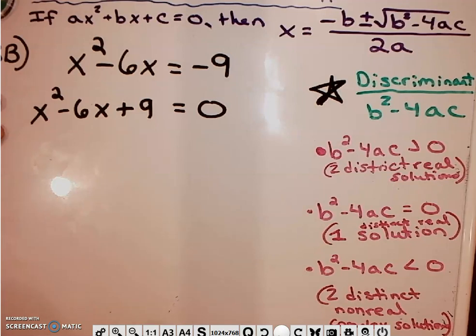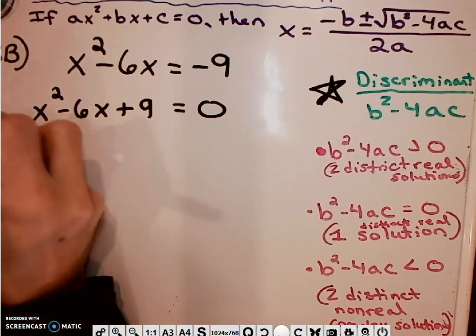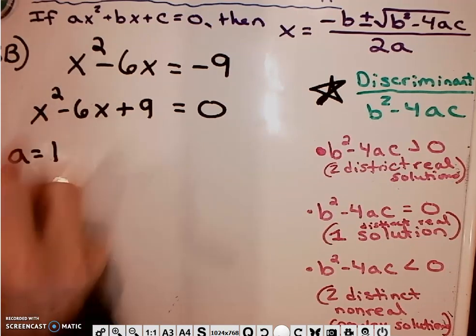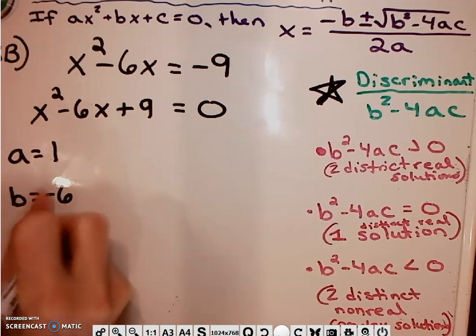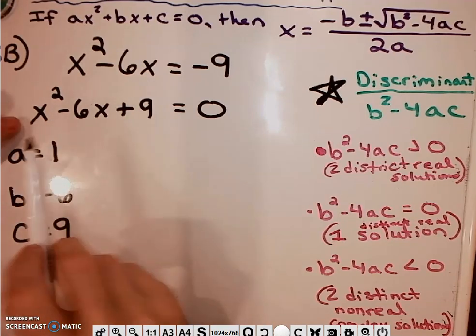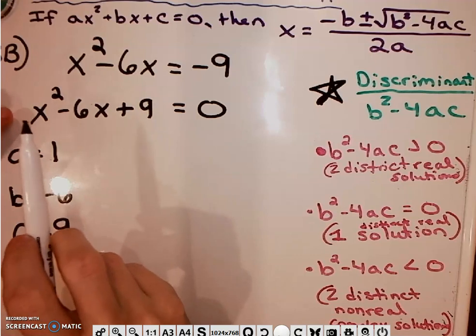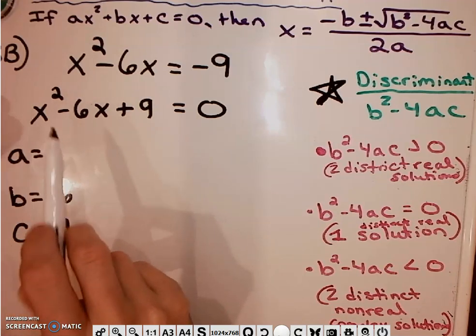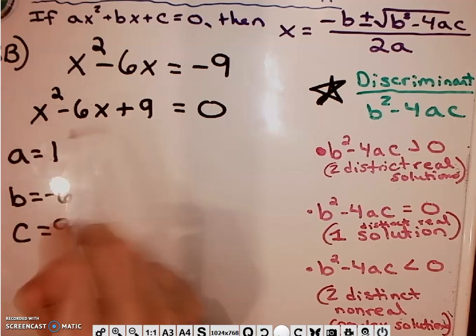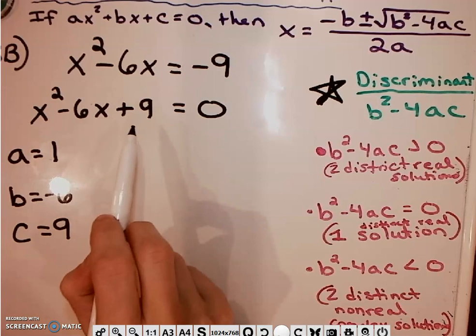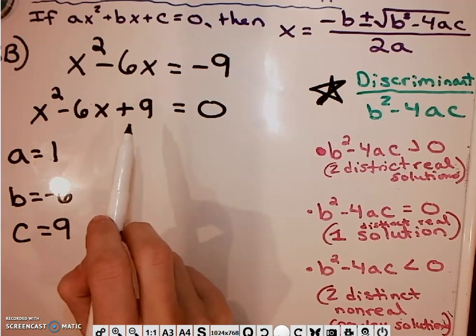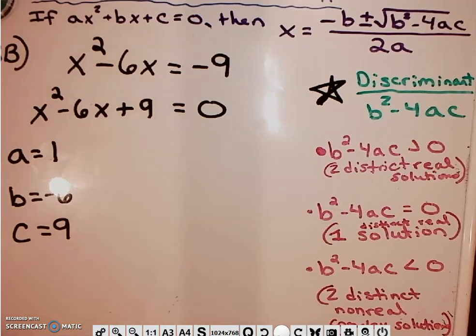Now I've zeroed out my function and put it into standard form, so I can identify A, B, and C. Here A equals 1, B equals -6, and C equals 9. The number in front of x squared is always A, so this is ax squared plus bx plus c. B is always the number before the single x, and your constant is the number without an x value, so that would be c here. So I have 1, -6, and 9.